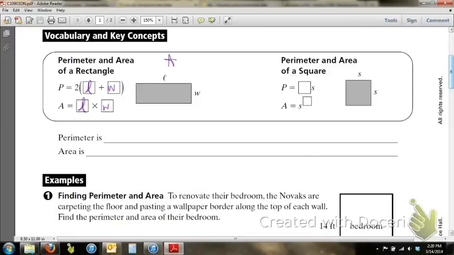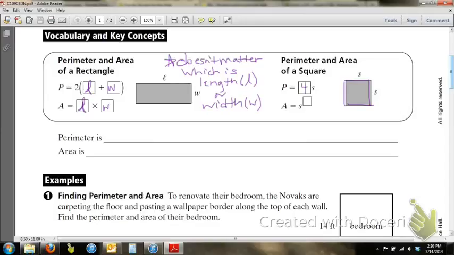Now, an important thing to notice here is it doesn't matter which is length or width. It's just one of your sides is length and one is width. It doesn't matter which one's which. And for a square, perimeter means you add up all the sides on the outside. So if all the sides are the same on a square, you have 4 of the sides. And the area is still length times width, but it's S times S, which is side squared.